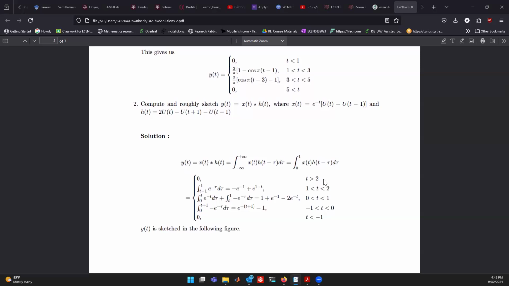Let's say we have an input signal given by x(t) equals e^(-t) times [u(t) minus u(t minus 1)]. And the impulse response of the system is h(t) equals 2u(t) minus u(t plus 1) minus u(t minus 1).